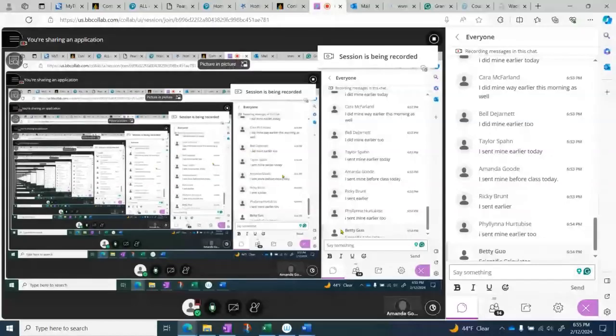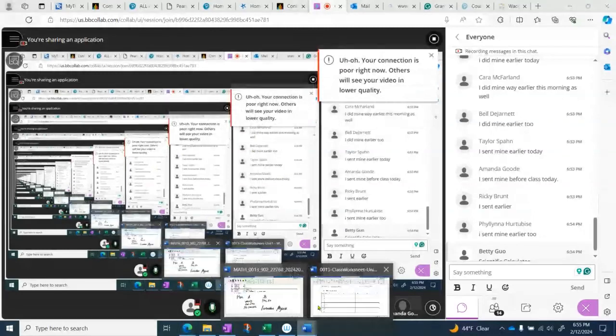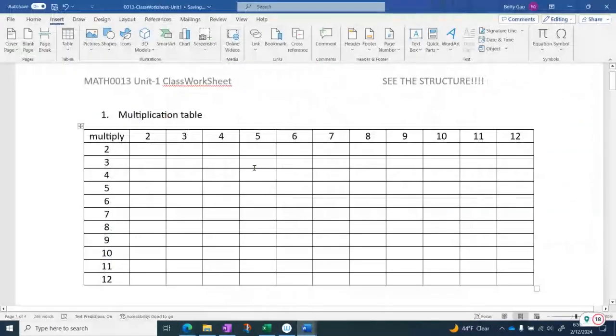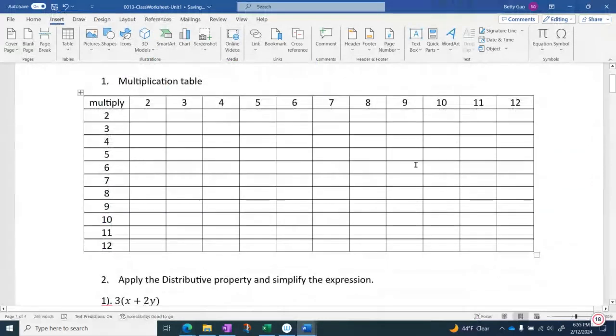All right, let's practice. Number 1, multiplication table. I have from 2 all the way to 12. You're welcome to extend the table from 13, 14, all the way to 20, or even bigger numbers. So let's try this. What is 2 times 2?